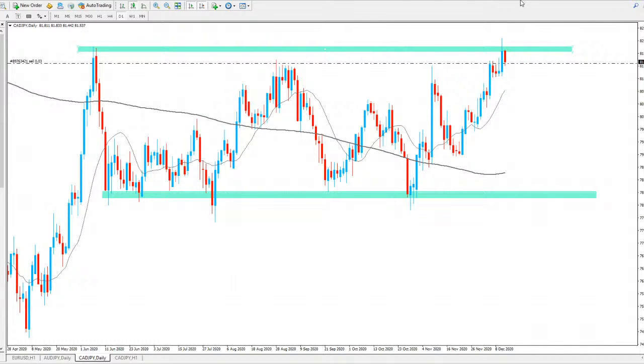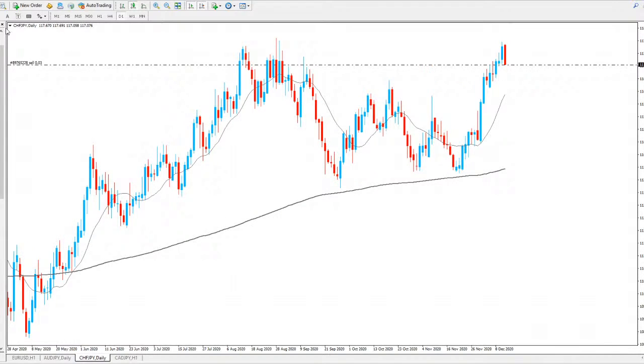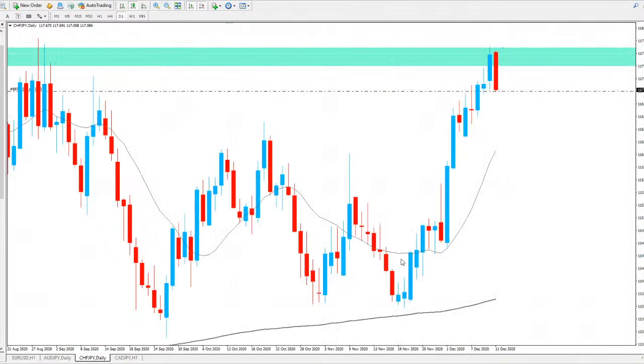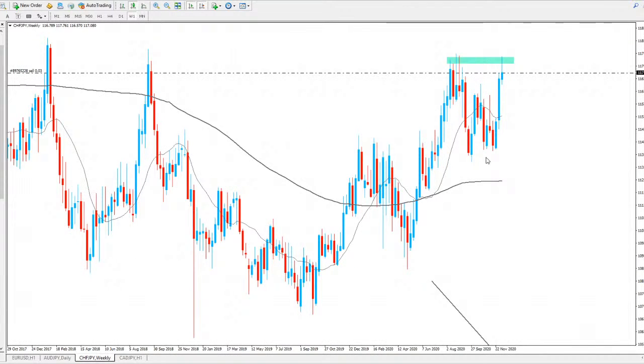So that's what I've got in my head for CAD JPY. Similar for CHF JPY as well. So for CHF JPY, again, we're back up to these highs over here. You can see here previous resistance there, we're back at the same highs for resistance. So again, expecting to see a deeper pullback for CHF JPY. As you can see, recently we had a big push to the upside, hardly any pullbacks on the daily chart. Weekly chart looking very bullish there, expecting the market to find that resistance and pull back a little bit.